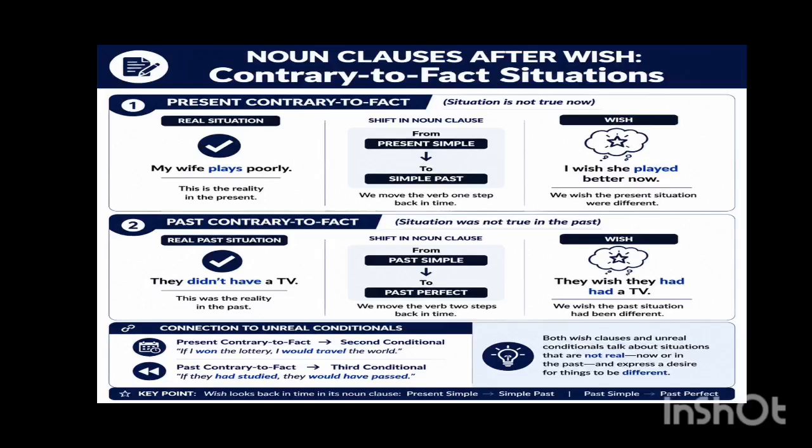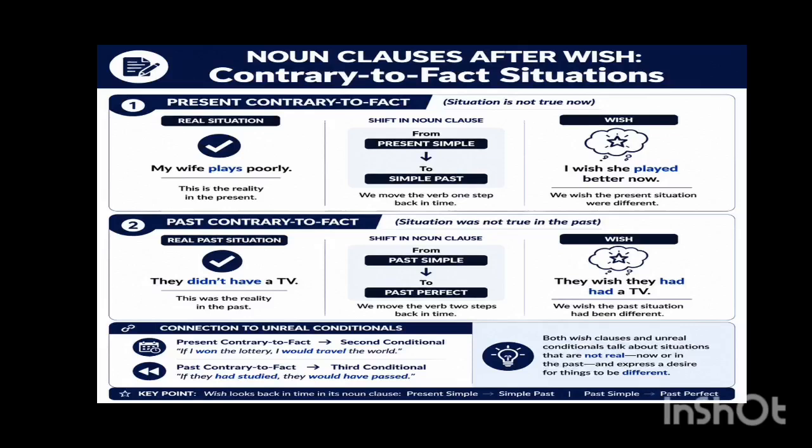We have present contrary to fact. Think about a situation happening right now. For example, my wife plays the piano poorly. That is the reality. If you want to express a desire for this present reality to be different, we shift the present simple to the simple past. For example, I wish she played better now. Even though we use the word played, past tense, we are actually talking about the present moment, okay?